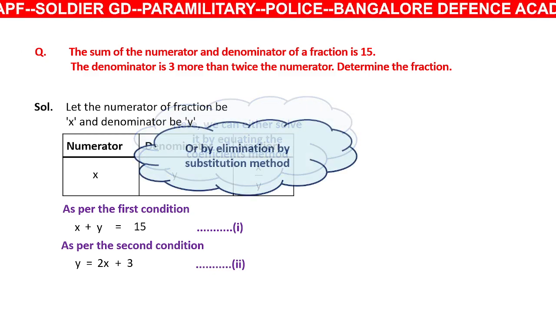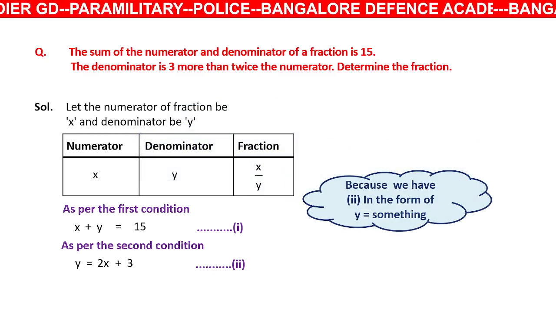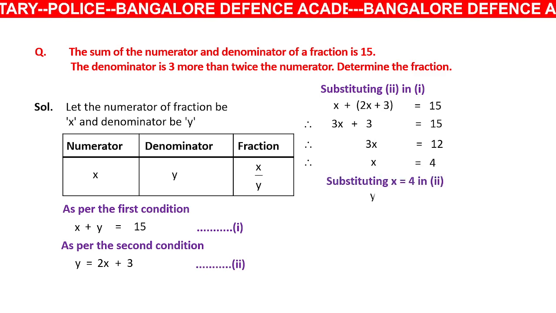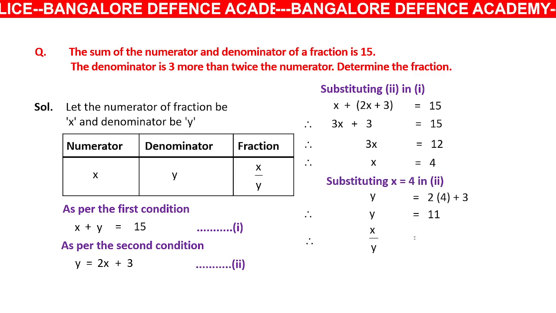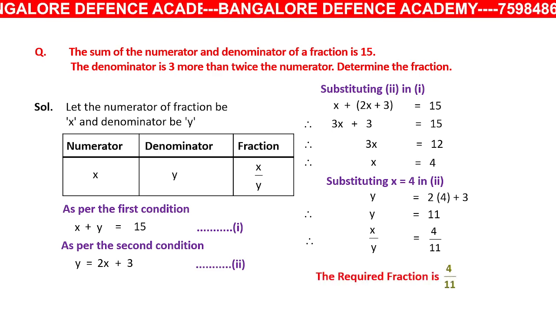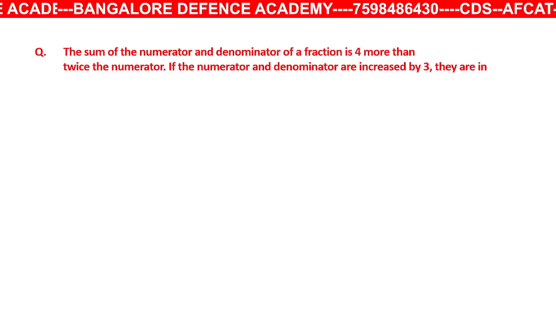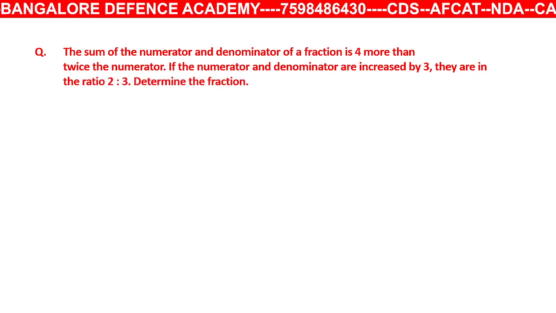You can substitute there and you can find the answer. So the final answer of x and y will be x is equal to 4 and y is equal to 11. So the fraction will be 4 by 11. So this is how you are going to solve the numerical problems. Now let us try to do the next question.